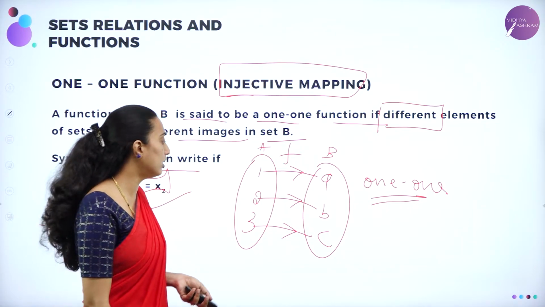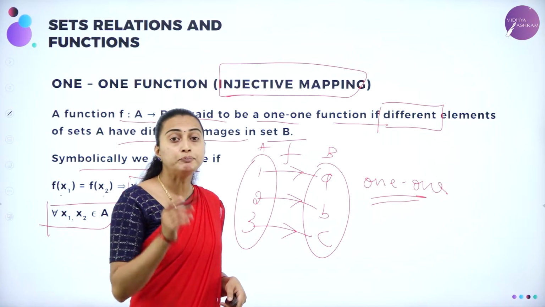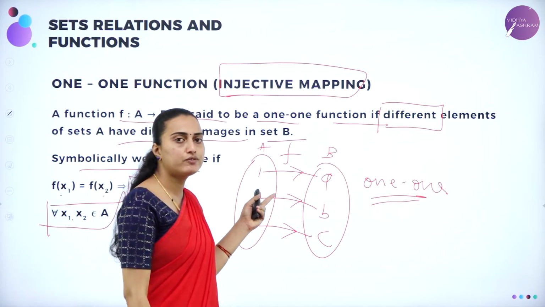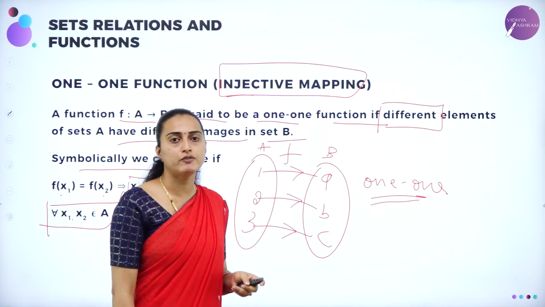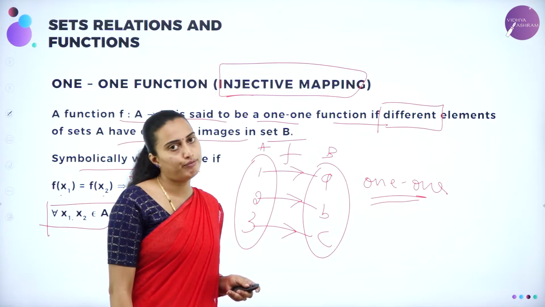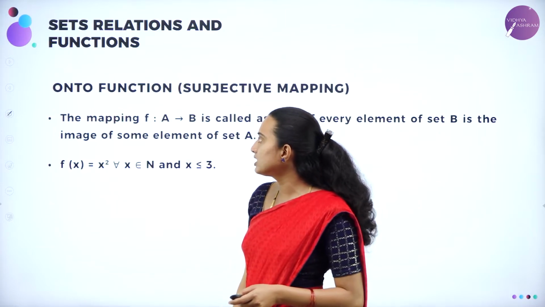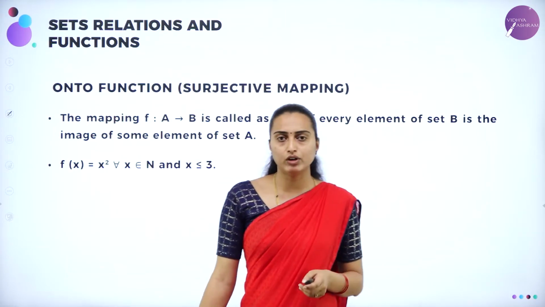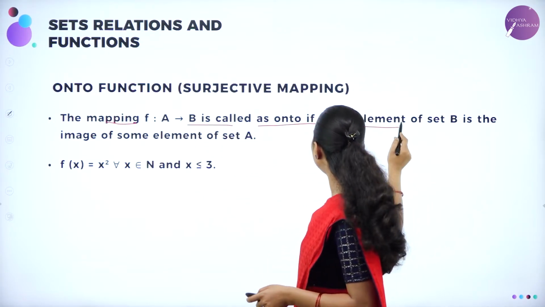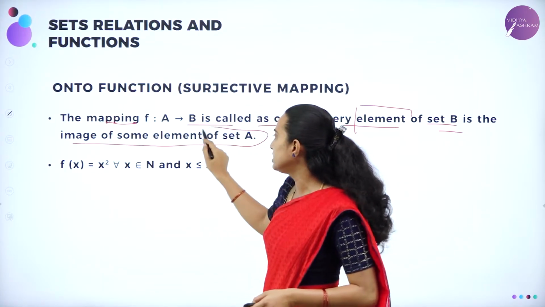Next, we'll be moving on. Suppose one element is left out here, it is going to be known as the into function. That you have to remember. When all the elements of set A are connected to only one element of set B, that is known as the many-to-one function. Understood? Yes. We'll move on to the next one. What they have asked, the onto function: the mapping f from A to B is called onto if every element of set B is the image of some element of set A.